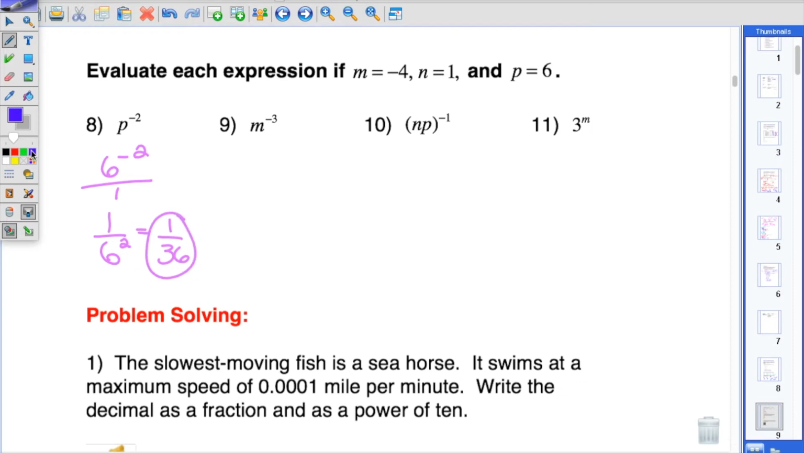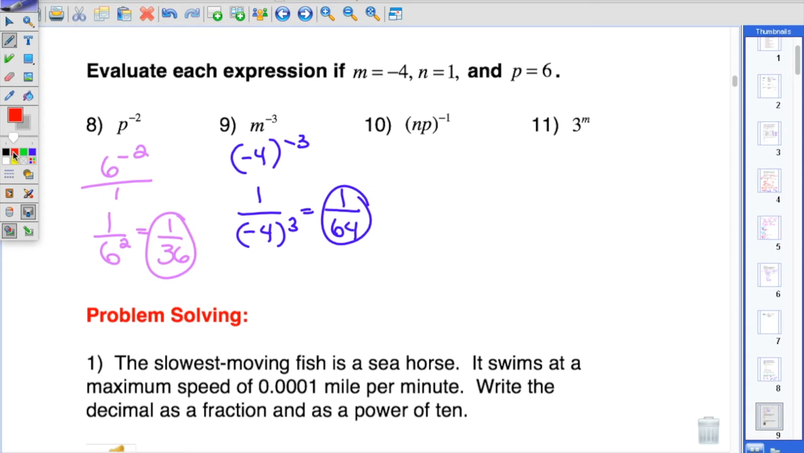Number 9, m to the negative third power. M is negative 4, so we want to keep it in parentheses, raised to the negative third power. When we have a negative power, we rewrite it as 1 over negative 4, in parentheses, to a positive third power. We keep our numerator 1, and negative 4 to the third power. Since there are 3 negatives, it's going to be a positive, and 4 times 4 times 4 is 64. So it's 1 over 64.